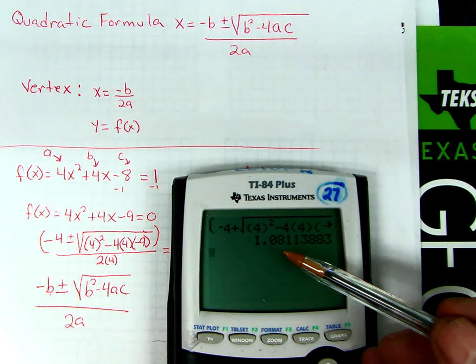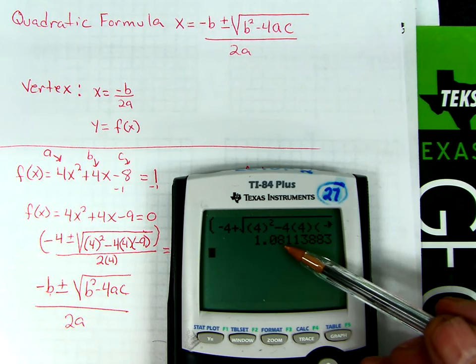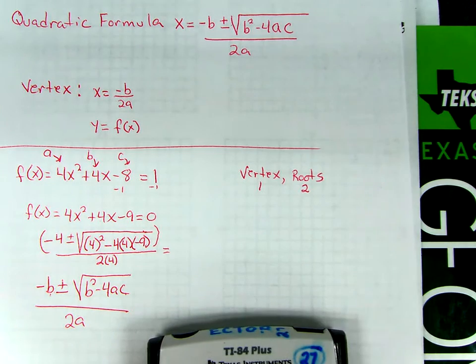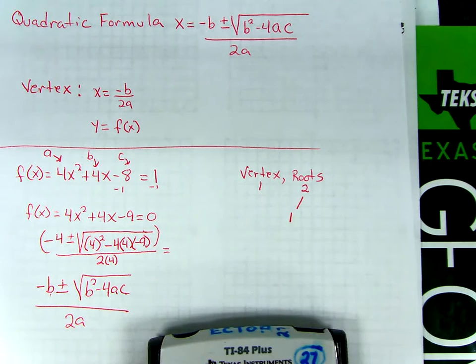So here's my first root, 1.08 or 1.1. You know what? That's close enough to 1. I'm going to call it just 1. So one of my roots is 1.